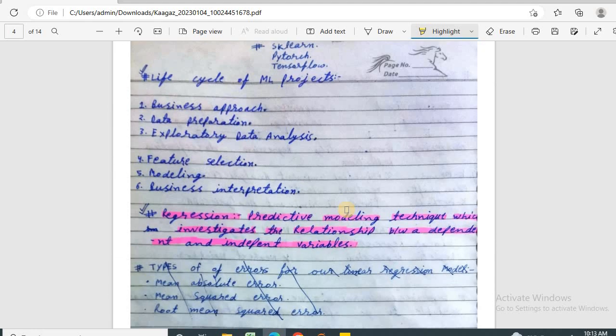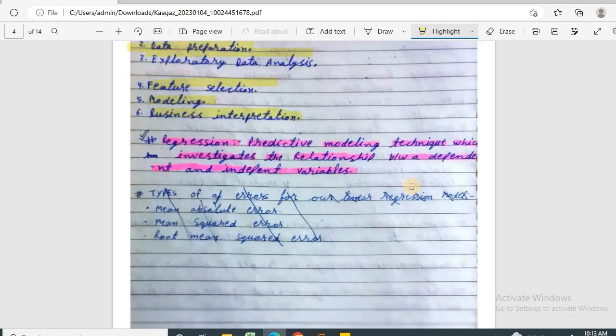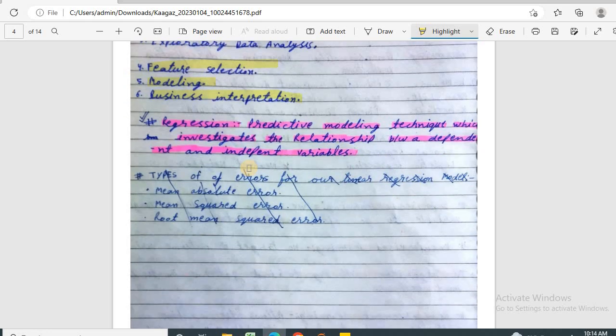So this is the life cycle of machine learning projects. First we have business approach, then data preparation, then exploratory data analysis, after that feature selection, then modeling, after that business interpretation. Now comes the question, what is regression?